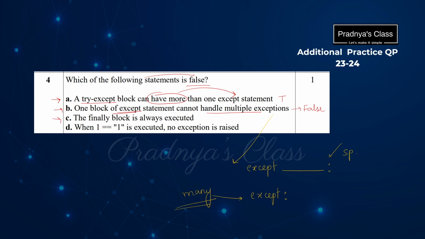The finally block is always executed. Yes, it is true. What is the last statement? When 1 equals string 1 is executed, no exception is raised. Yes, this is true. This statement will not result in any exception. We are comparing integer 1 with string 1. It will give the answer false. Ultimately, our correct option is B.